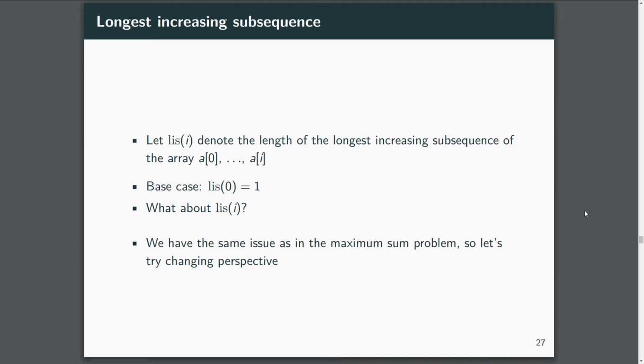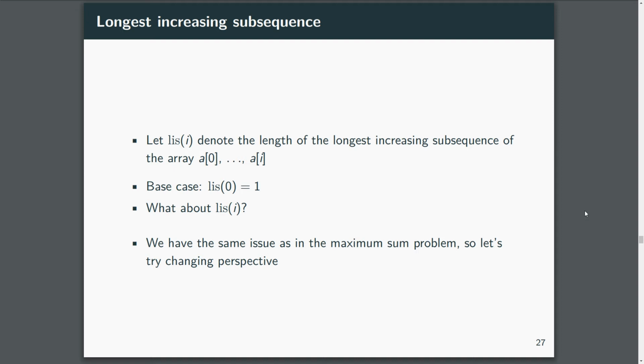Like in the max sum problem, let list of I be the longest increasing subsequence of the subarray going from index 0 up to index I. The base case is just having the first element, so the length of that subsequence is 1. So what about the general case? And here we have the same issue as in the maximum sum problem.